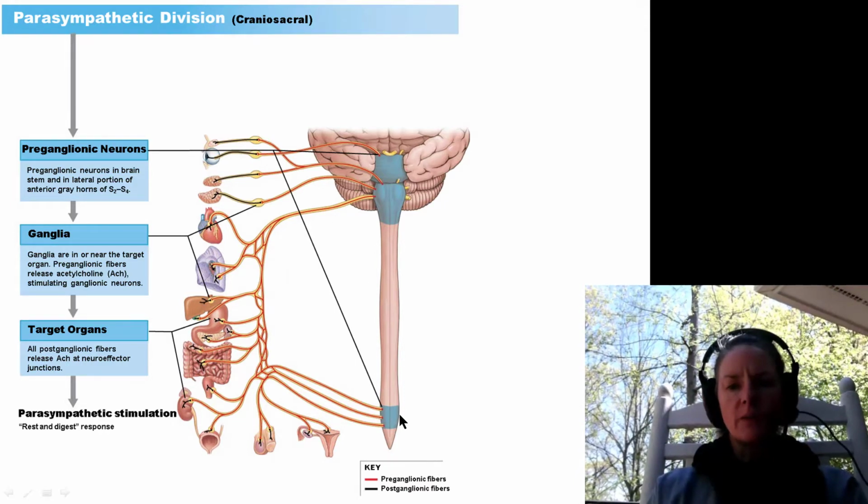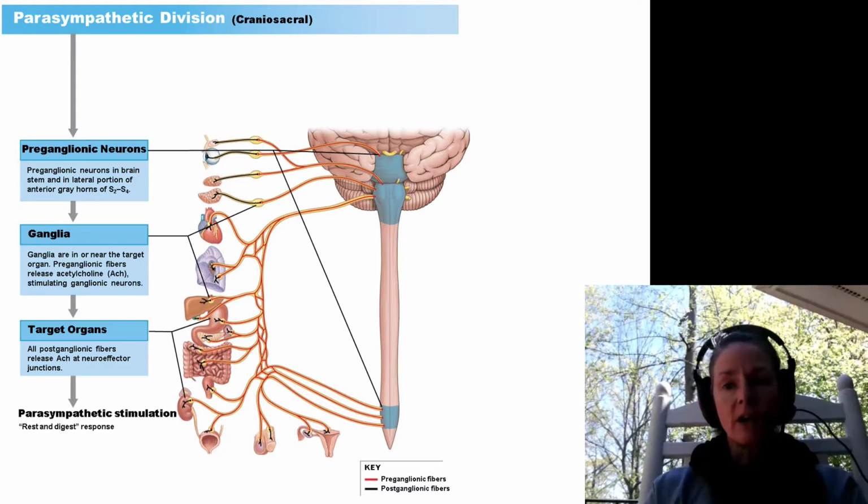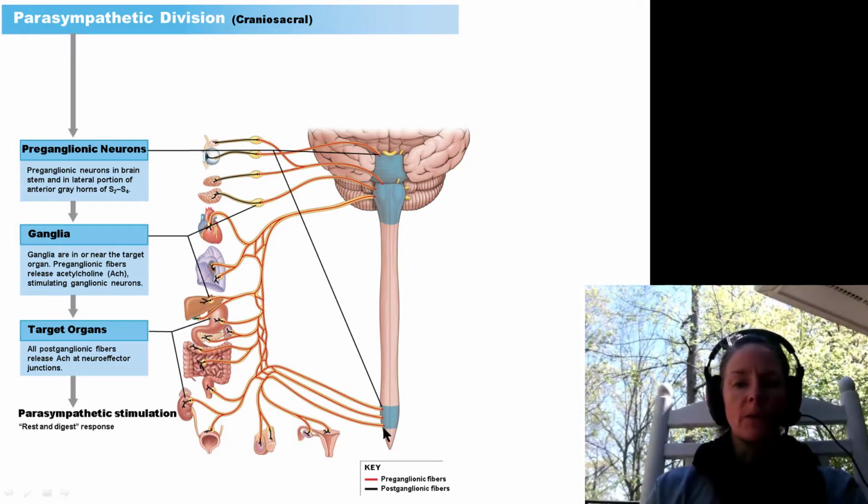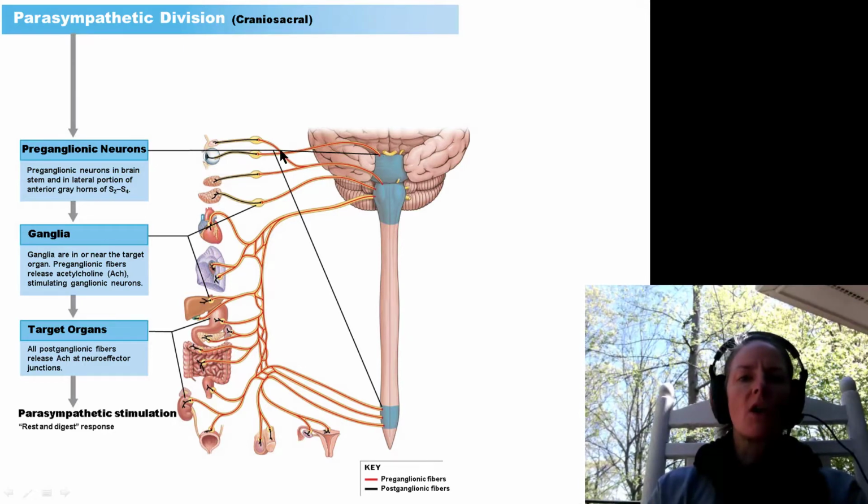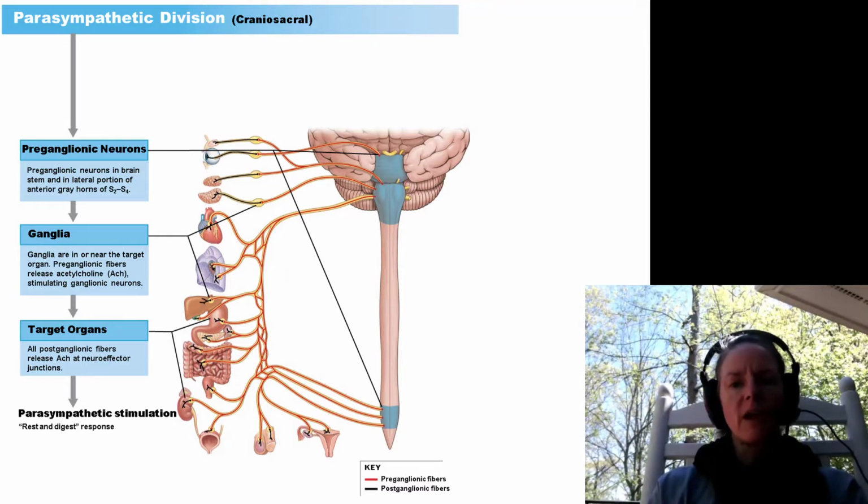And so these preganglionic fibers from the parasympathetic division will arise from these areas. So we're going to have the brainstem nuclei, once again, associated with cranial nerves 3, 7, 9, and 10, and also sacral nerves 2 through 4. So S2, 3, and 4. And one of the first things we'll notice is how long the preganglionic fibers are. A lot of these preganglionic fibers will have to travel a fairly good distance to get to their targets.